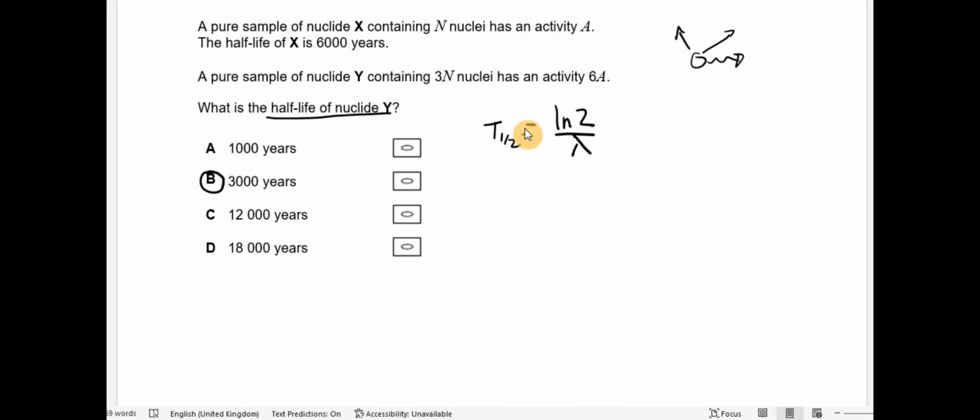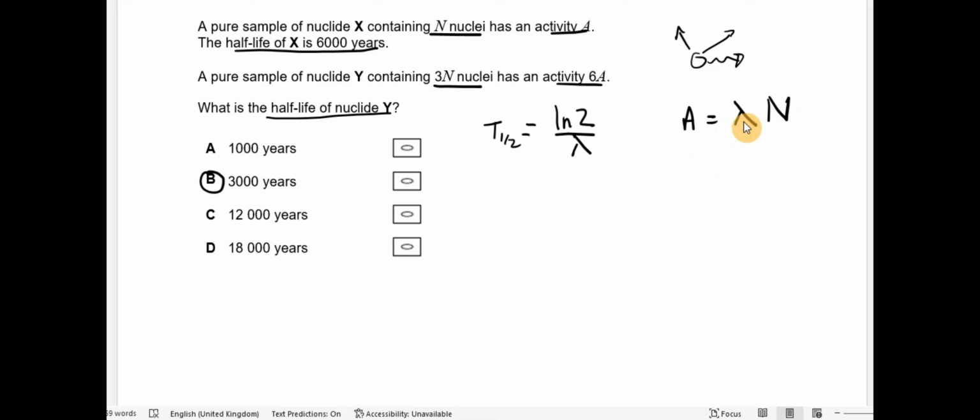Now, the decay constant isn't included in any of this information here. We do have the activities, or the relative activities, and we want to find the half-life, and we are given the relative number of nuclei in each sample. There's another equation that relates the activity to the decay constant multiplied by the number of nuclei.